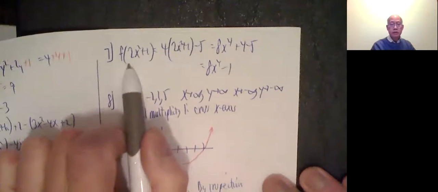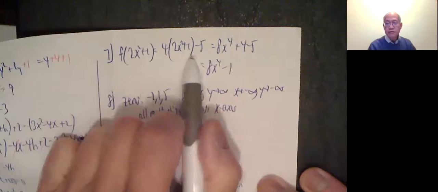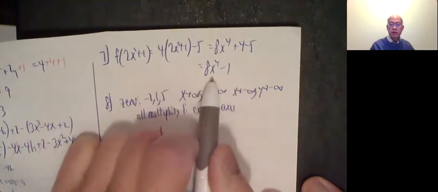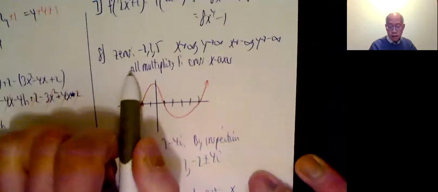Okay, 7, f of g of x. G of x is this. So f of 2x squared plus 1, 4 times (2x squared plus 1) minus 5, 8x squared plus 4 minus 5, 8x squared minus 1. Okay, number 8.